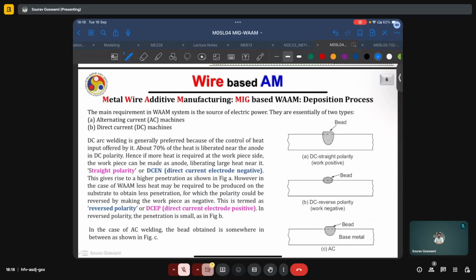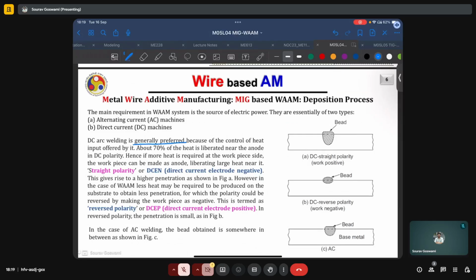Now, the main requirement in a WAAM system is the source of electric power, because this is what will give rise to localized heating, which will lead to melting of metal and creation of the melt pool. And these can be of two types: AC type or alternating current type and direct current type. DC arc welding is generally preferred because of the control of heat input offered by it.